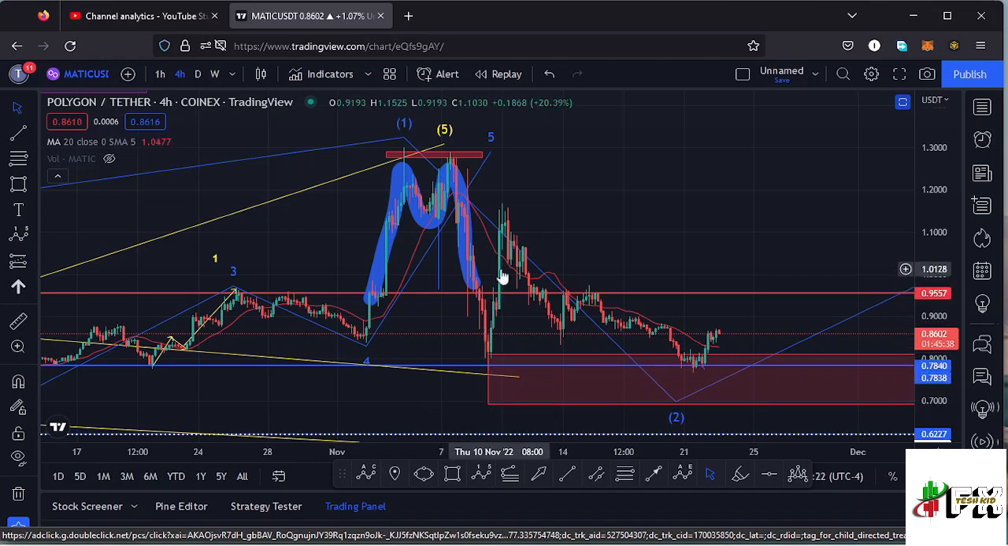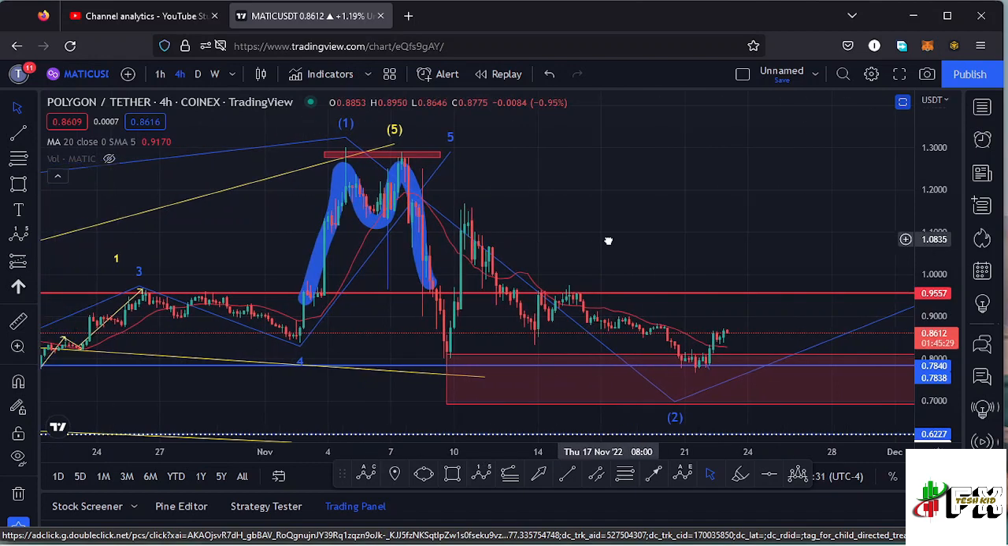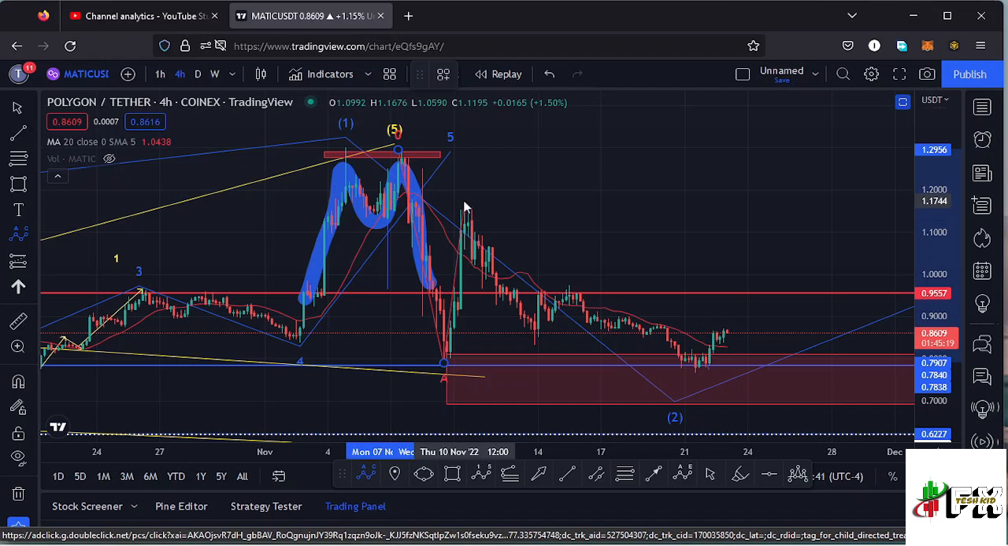then we saw a very nice bounce to the upper side, managing to make a peak at around the $1.17 mark. And because a wave 2 is a corrective wave, we also expect to see an ABC structure play out here on the Polygon Matic chart, and I believe we are seeing such a structure right here, having this as the wave A, then a wave B making its peak at around the $1.17 mark.